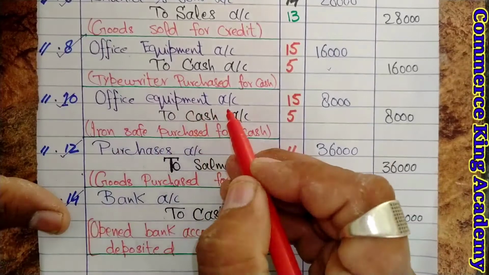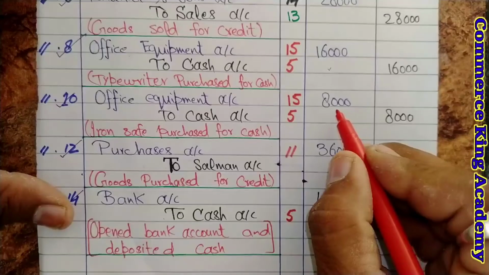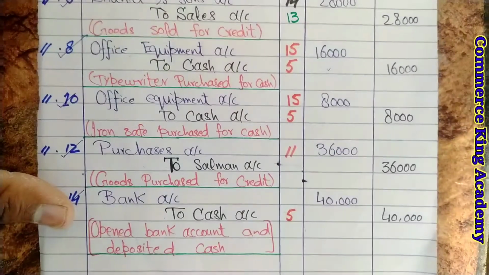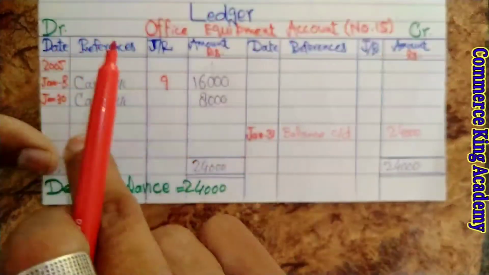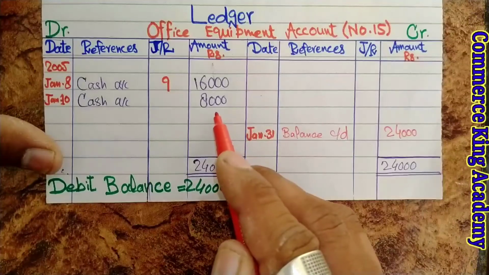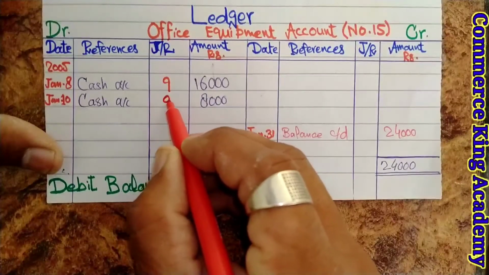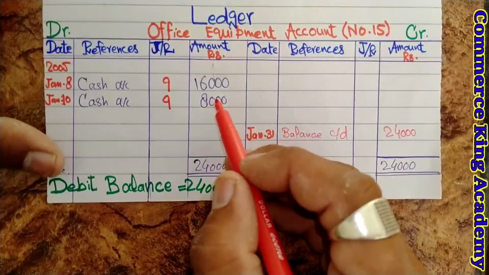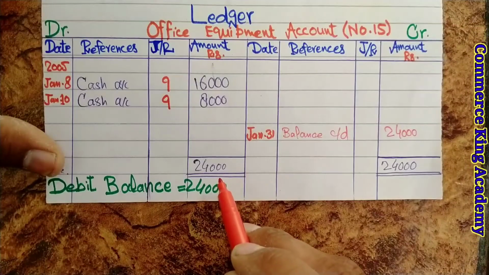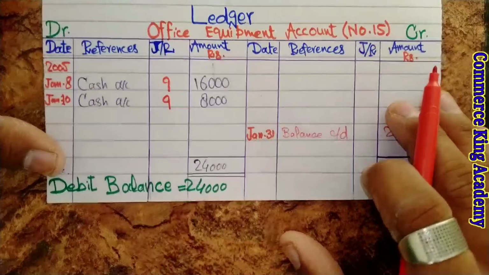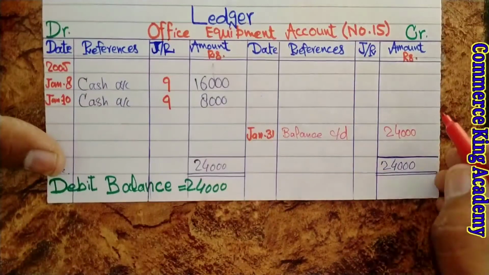Office equipment account debited by cash account amounting to 8,000 rupees. On Jan 10th, office equipment account is debited by cash account, 8,000 rupees, with journal reference number or page number 9. We will calculate this column and find 24,000 rupees in totals. So we have a total balance of this amount on the credit side. Balance carry forward 24,000 rupees.